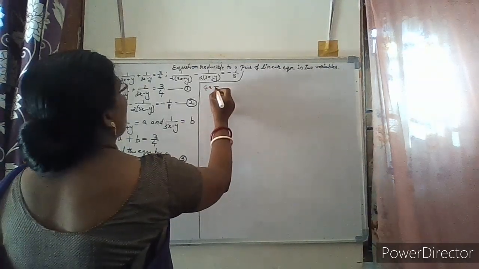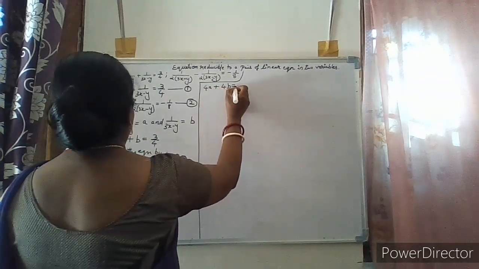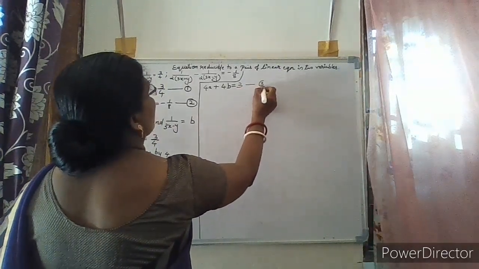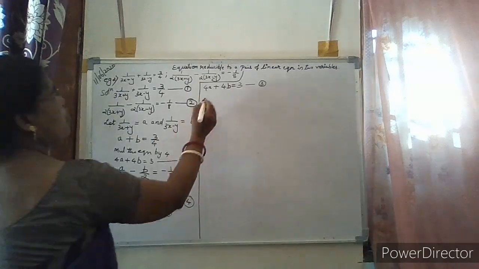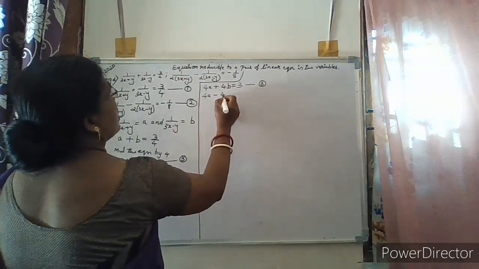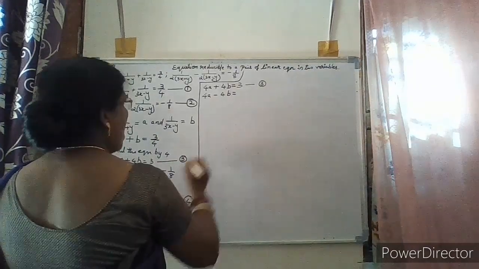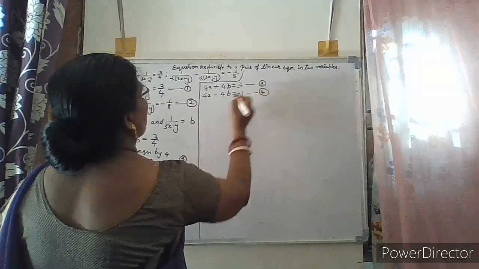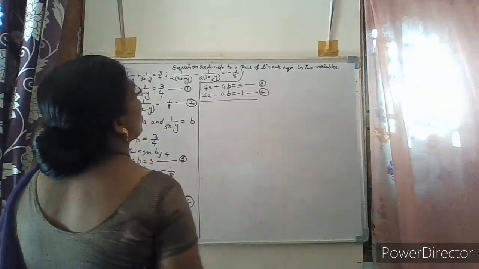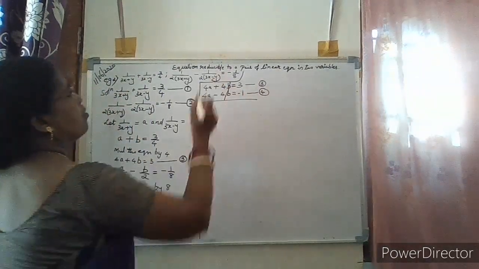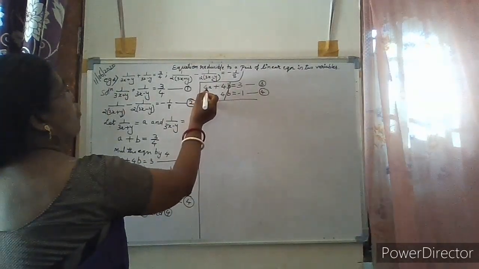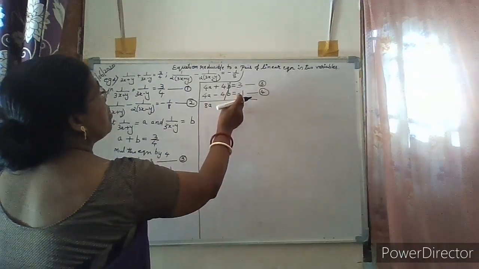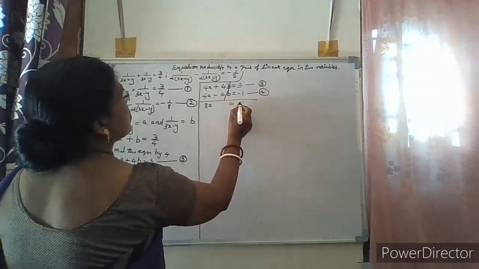4a plus 4b is equal to 3, that is equation 3. Then equation 4 is 4a minus 4b is equal to minus 1. This is equation 4. So add, b gets cancelled. 4a plus 4a is equal to 8a. This is equal to 4. 3 minus 1 is equal to 2.